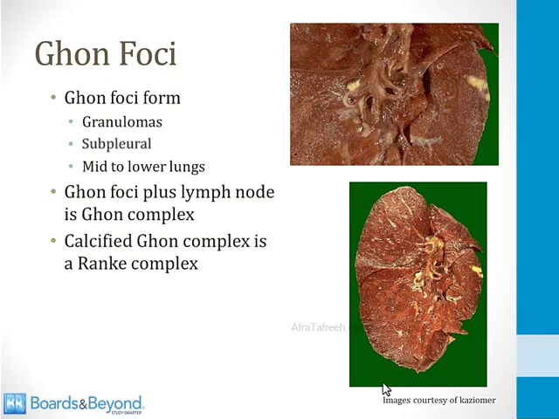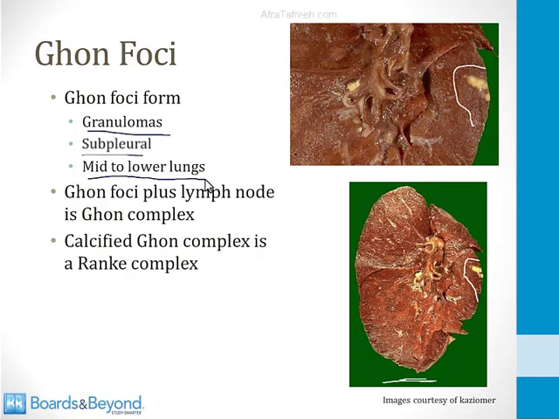So if you look at this lung specimen in the bottom right over here, you'll see this yellowish thing in the periphery right here. I'm also circling it in the top picture here. And this is called a Ghon focus. And this is the result of granuloma formation that is subpleural, usually in the mid to lower lungs.